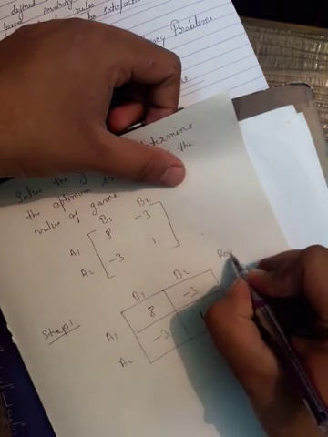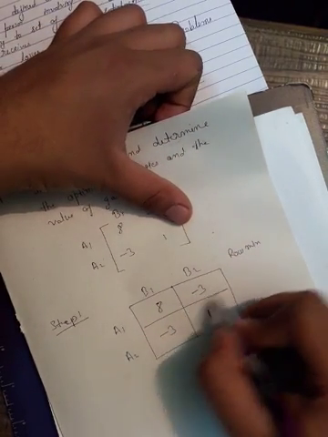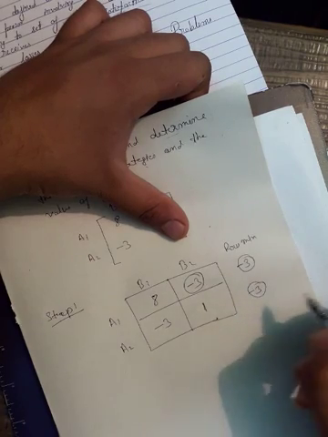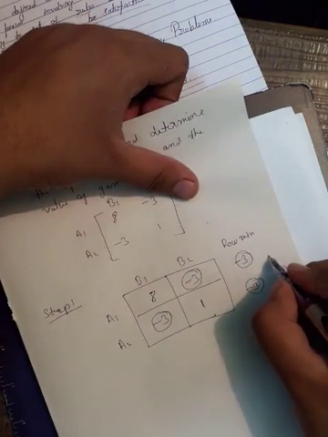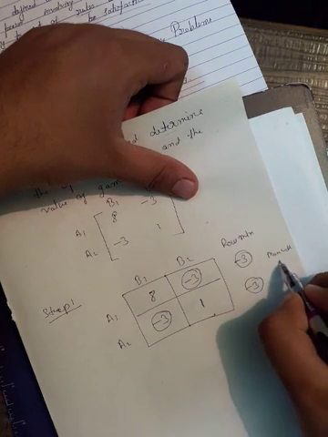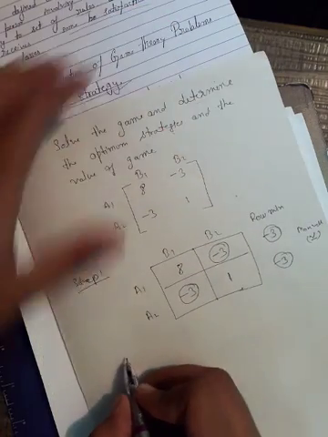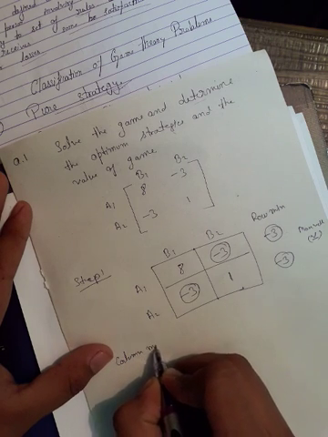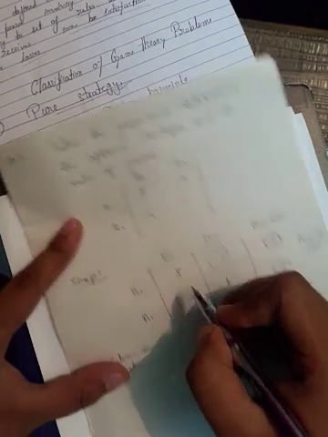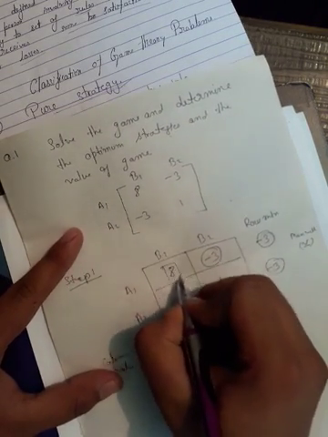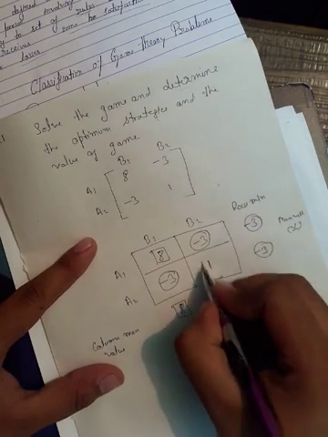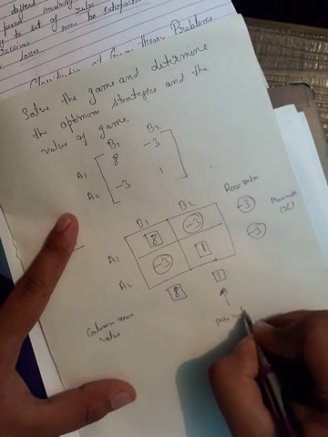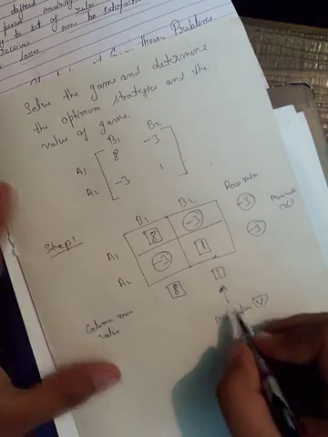Find the row minimum. In the first row it is minus 3, make it a circle. In the second row the minimum value is also minus 3, make it a circle here also. Now find the column maximum value. In the first column the maximum value is 8, so make it a rectangle. In the second column the maximum value is 1, make it a rectangle. Here the minimum value is 1, which we denote by v bar.